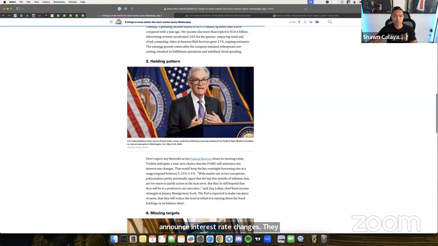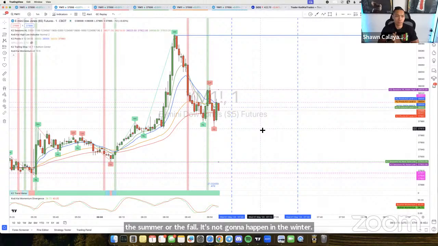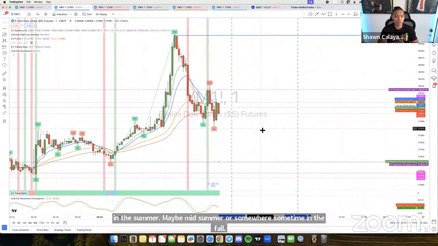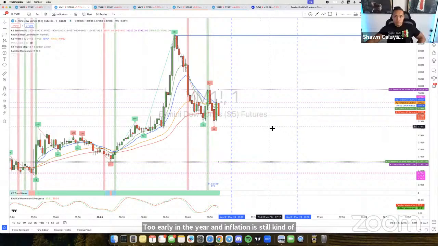If you guys remember, last month and the month before, Jerome Powell mentioned that they're only making one change this year. I don't think it's going to happen right now. It's probably going to happen closer to the summer or the fall. It's not going to happen in the winter. They're going to make an interest rate change probably midsummer or sometime in the fall. But they already said they're only doing it once, and it's not going to happen this month. It's too early in the year, and inflation is still kind of through the roof. So not expecting much from there.